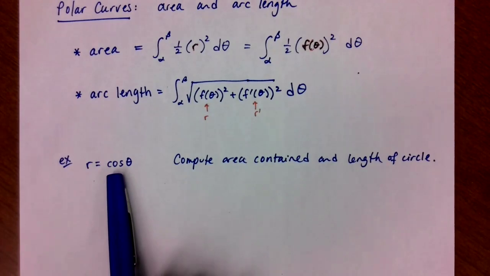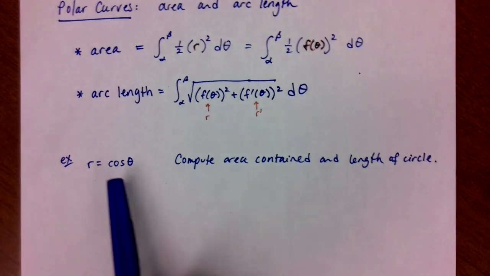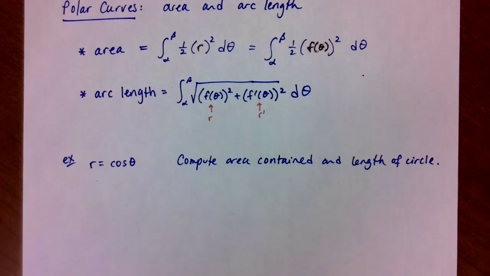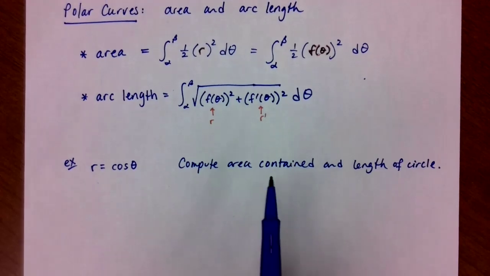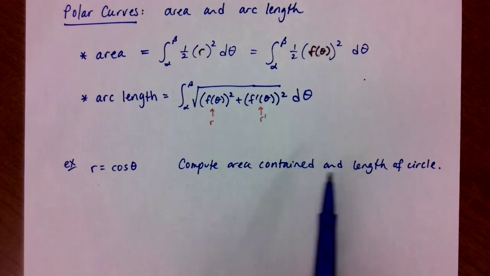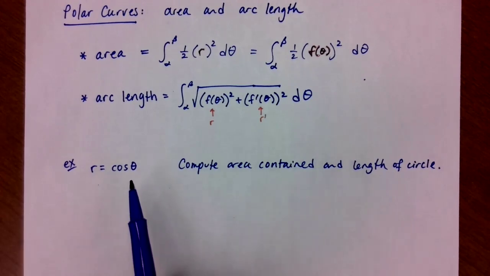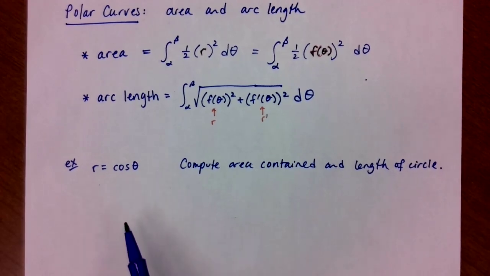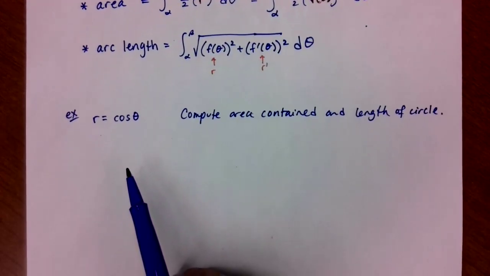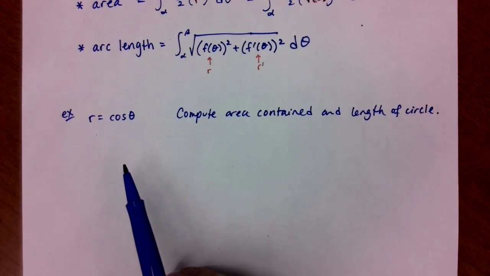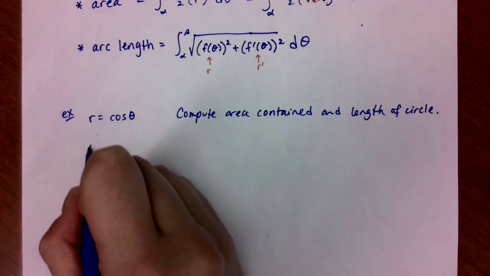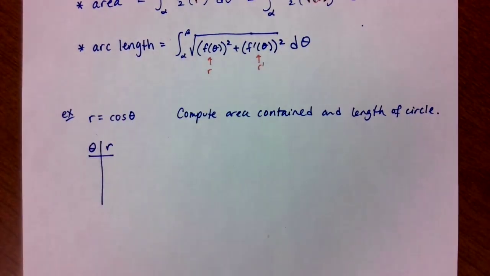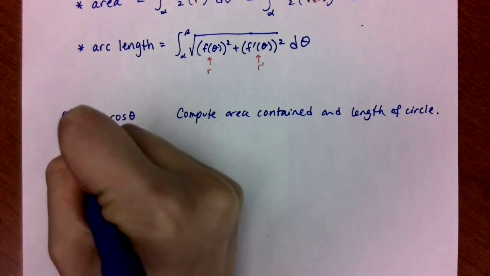So the curve we're going to think about is r equals cosine theta, and we'll compute the area contained within it and the length of the curve itself. We're not given any particular start and stop theta values here because this is the type of polar curve that traces out a finite path and then retraces it over and over as theta increases. This is an example that we've done in class, but if you don't remember what it looks like, all you need to do is a quick theta r chart, plugging in a few theta values.